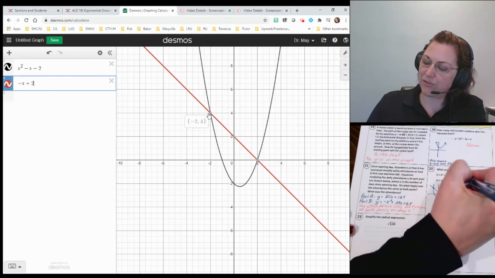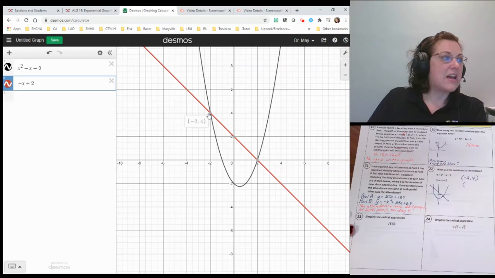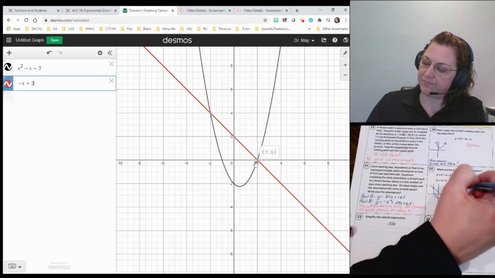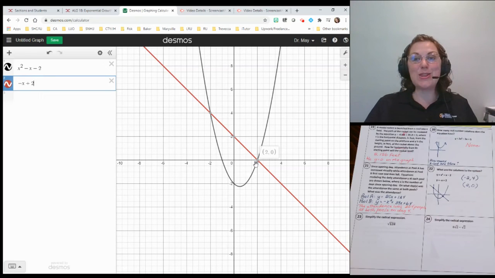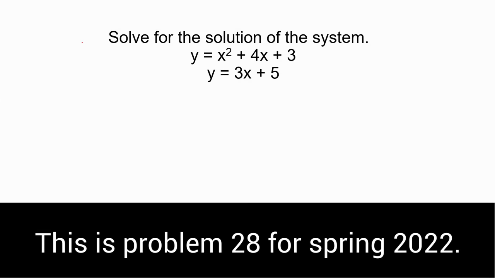I've got negative 2, 4, and I've got 2, 0. That's where those two intersect. Those are my solutions.